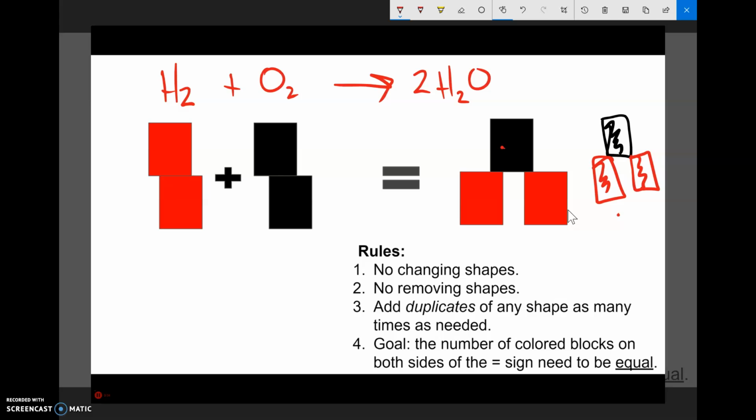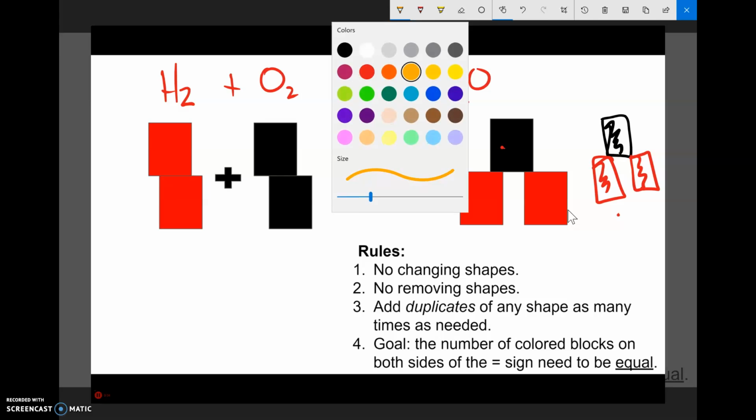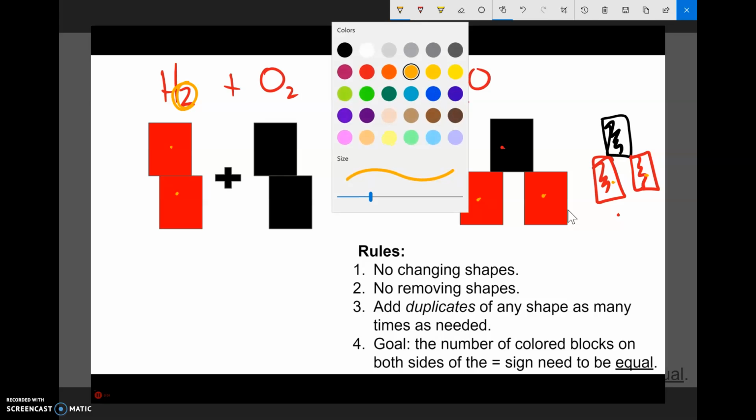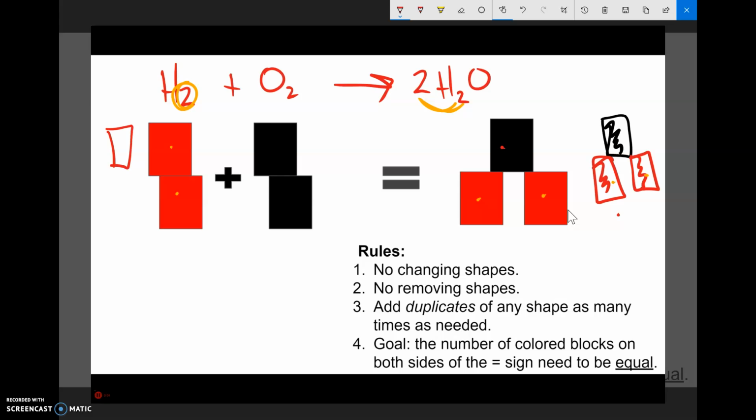Okay, so again, let's double check this. You've got 2 hydrogens, 1, 2. Over here, we've got, oh, see, this is good. We caught something. We have 2 times 2, which is 4. 1, 2, 3, 4. So that's not right. So what we have to do here is we have to add another hydrogen. Ooh, good thing we caught that. This is why we double check.